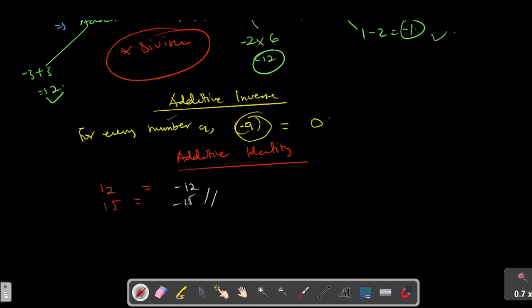So just have this in mind. This property is exhibited only in integers.